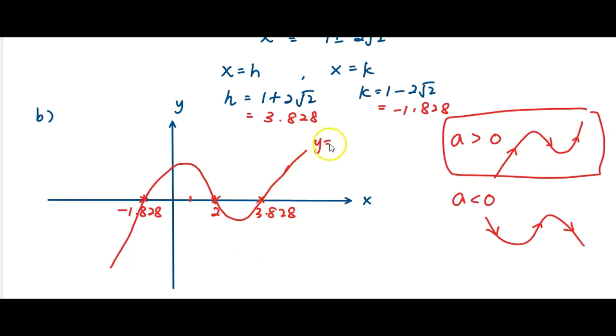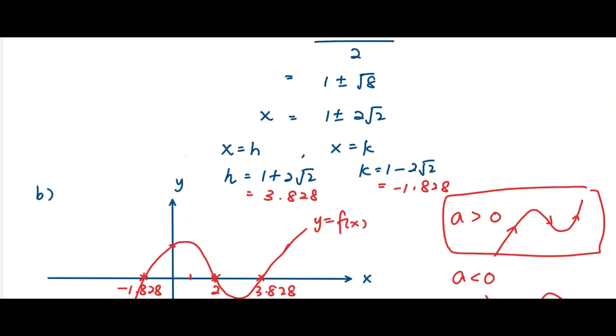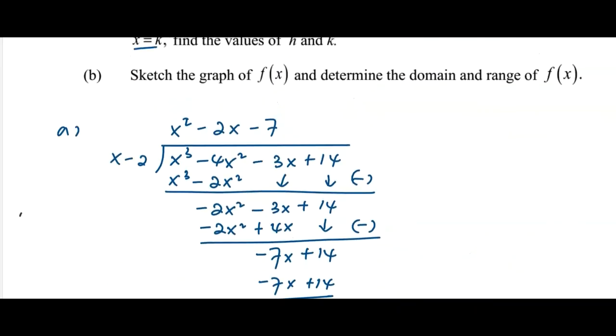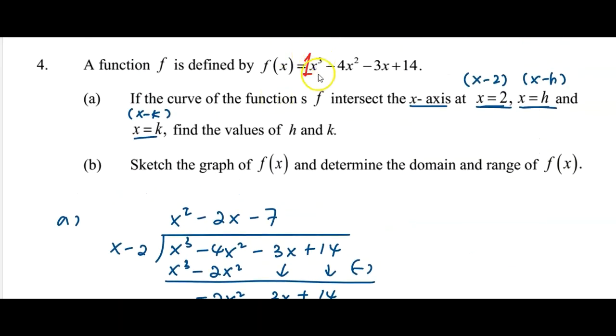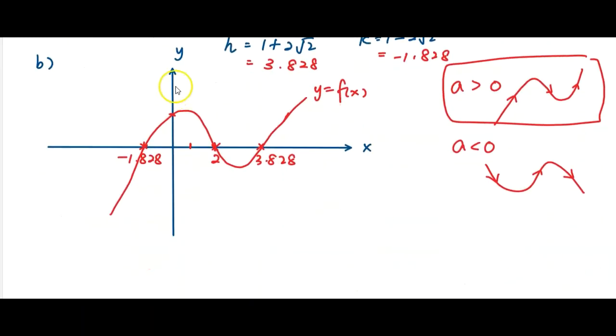So this is a graph of y equals f(x). Since you have the y-intercept over here, you can always get the y-intercept value by putting 0 into the x. If you put 0 into the x, the first 3 terms all will be 0, and you will have 14 here.